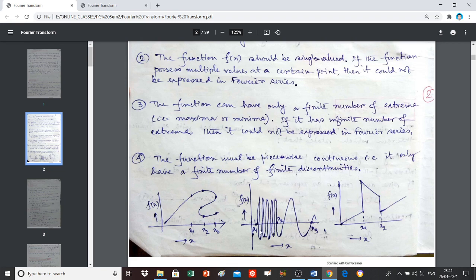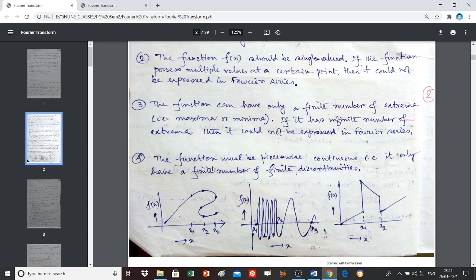For example, see here, in between the points x2 and x1, there are a large number of extrema, that is maxima and minima. So if within two points f(x) has a large number of maxima and minima, then it cannot be expressed. In this case, it cannot be expressed. But in the case of x2 and x3, the maxima and minima are finite, so in that case it can be expressed in terms of Fourier series.